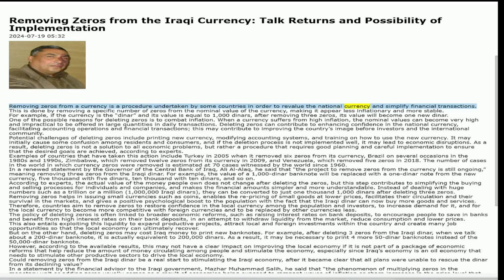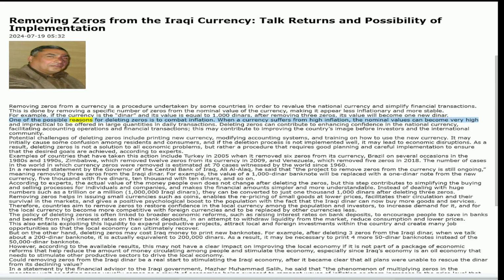the national currency and simplify financial transactions. This is done by removing a specific number of zeros from the nominal value of the currency, making it appear less inflationary and more stable. For example, if the currency is the dinar and its value is equal to 1,000 dinars, after removing 3 zeros, its value will become one new dinar.